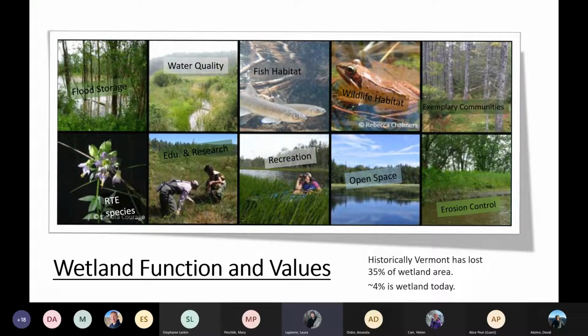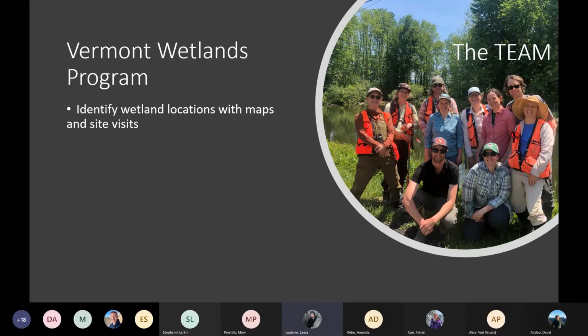So that's why we have a wetlands program and have various activities that we do to help maintain and protect these important resources. So I've included a picture of our entire team here. Maybe you've worked with one of us, so maybe we look familiar to you. We're a friendly bunch, and we have various tasks that we do.